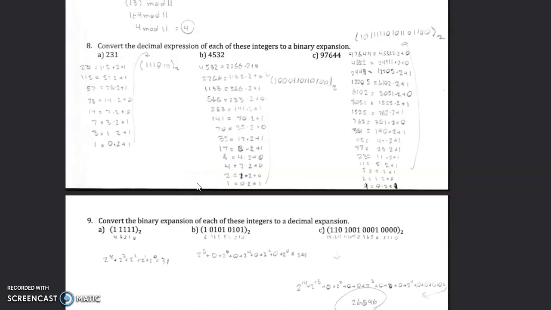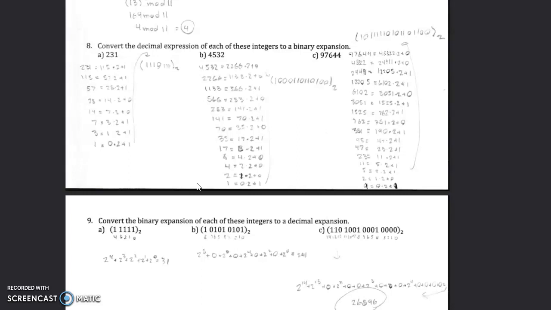For 8, it asks us to convert the decimal expression of each of these integers to a binary expression. So basically what we're going to do is divide the number by 2. And then let me backtrack, sorry. For this, you can do this one of two ways. You can do 231 is equal to some number div 2, and then with that remainder, you can do that remainder mod 2, and then you get that. But this is a simpler way.